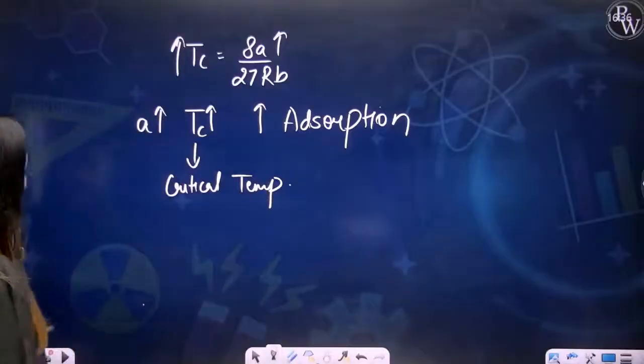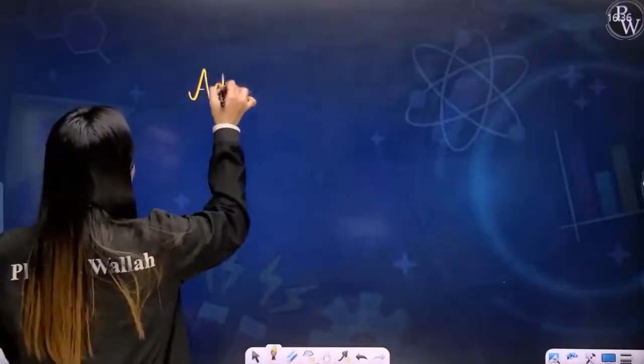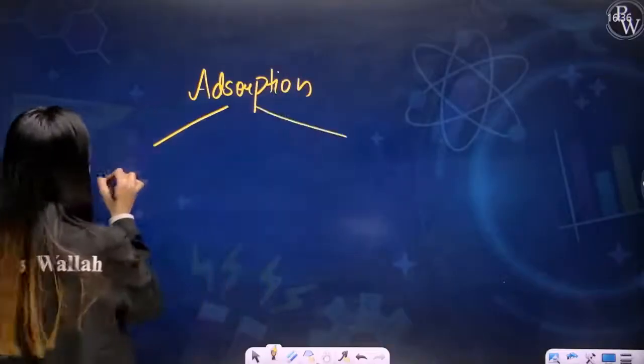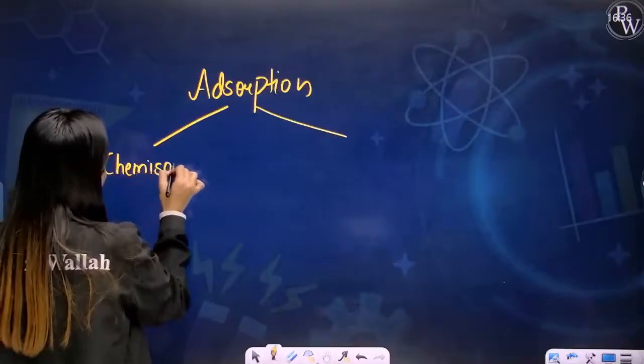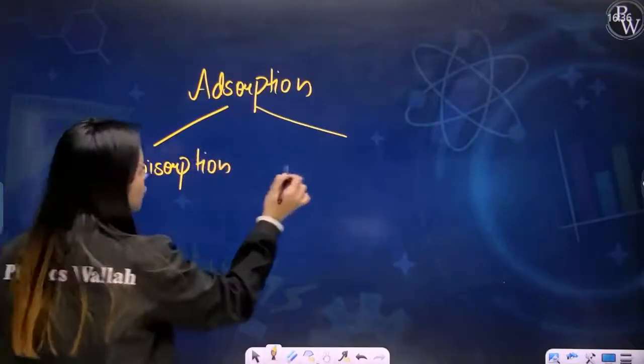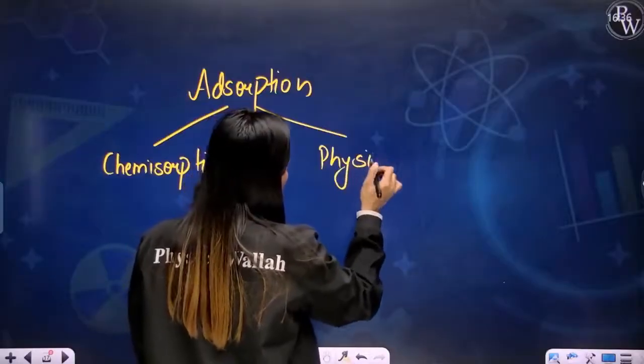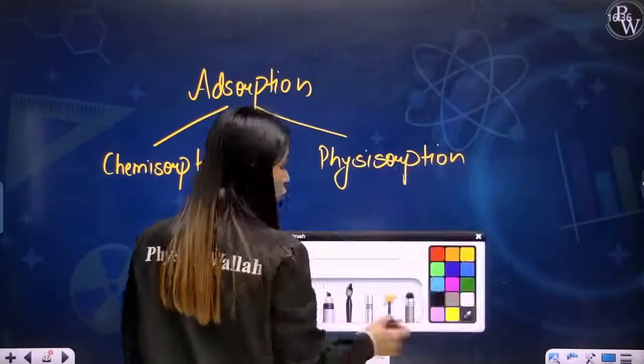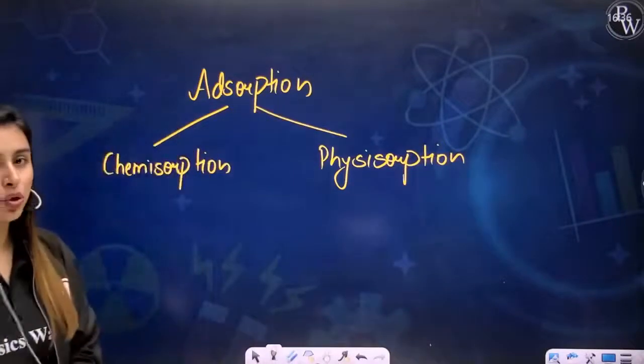Now we will be discussing another very important thing, now that we have gotten a better idea of adsorption. Now we will be understanding how many types of adsorption can actually be present. So if you talk about adsorption, it is majorly of two types. One is chemisorption and the other is physisorption. These are the two names which you will come across. So what is the difference between these two, my dear students? I just want to make you understand this.